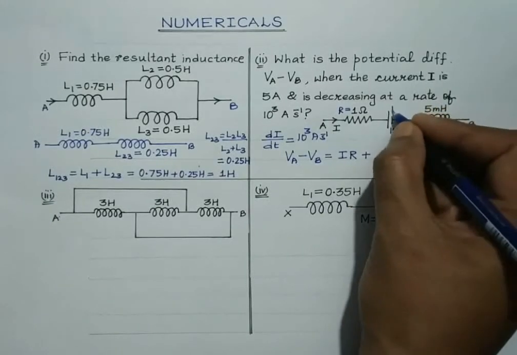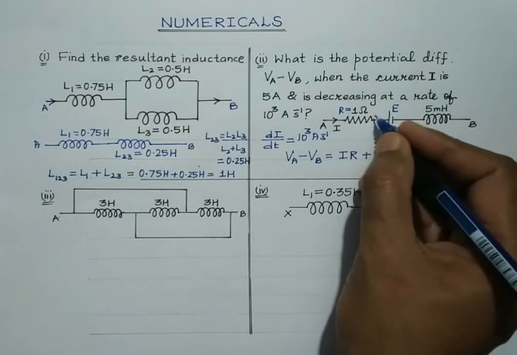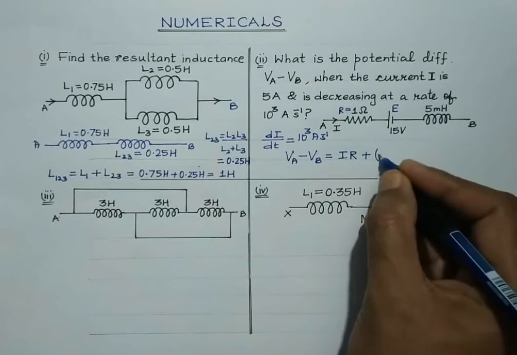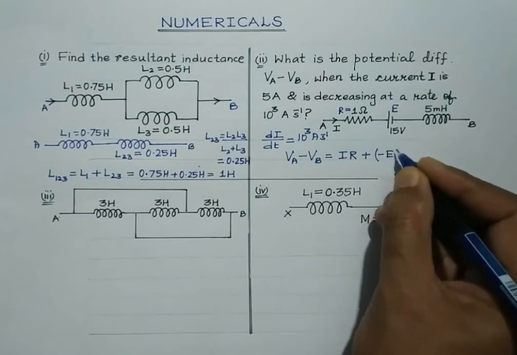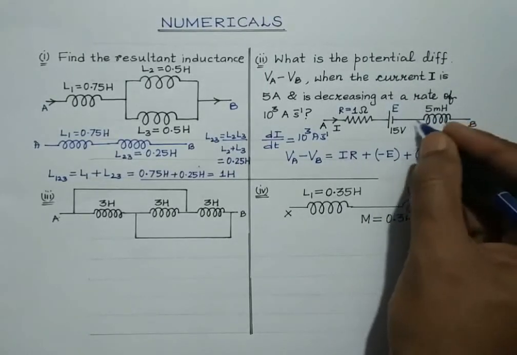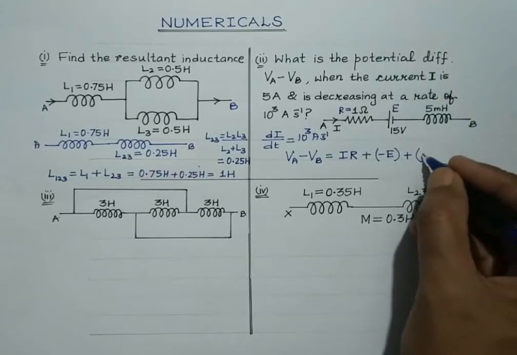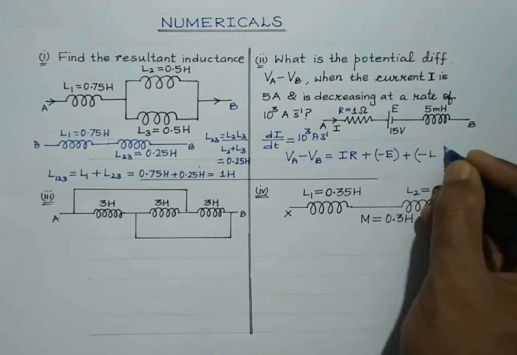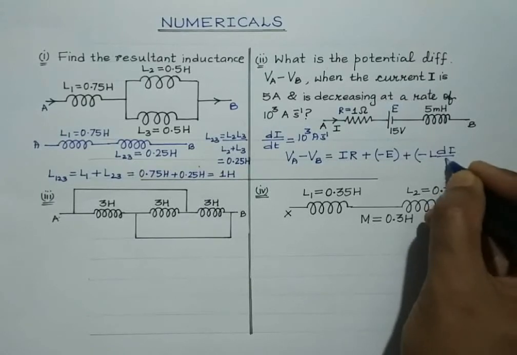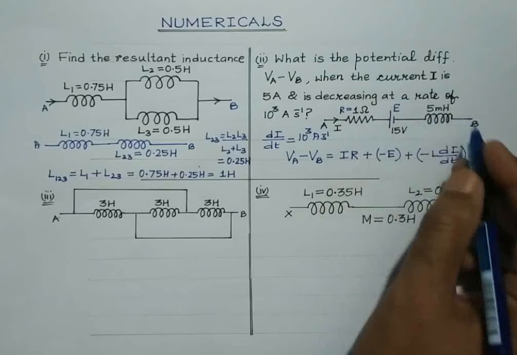Plus, suppose its EMF is E. Now it will be sending current in the opposite direction, so obviously it will be minus E. Plus, in this case the EMF induced, this we are aware, is given by minus L di by dt. Right, students? So just apply the loop rule over here.